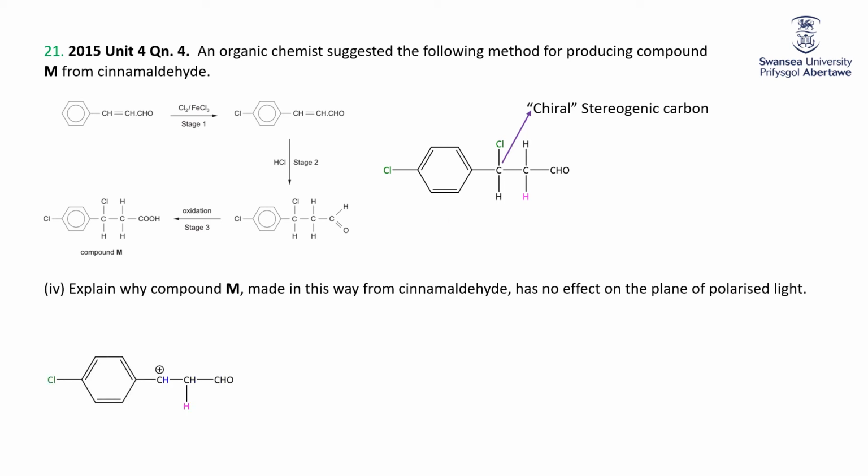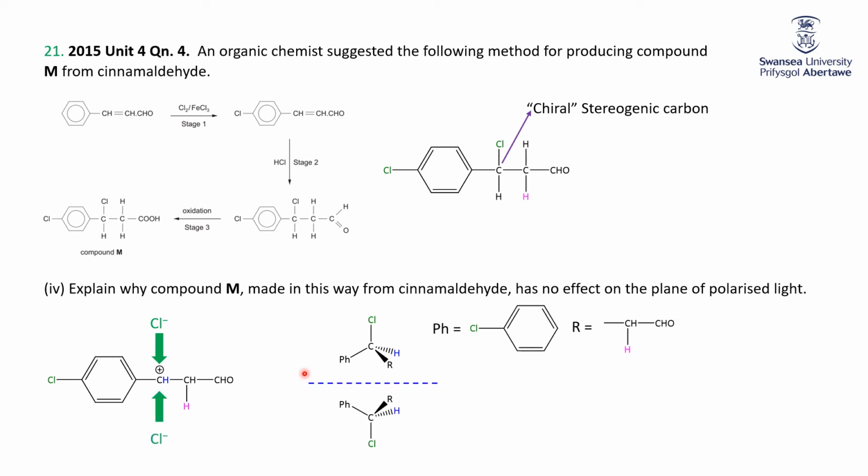Well, now let's go to the mechanism to think about this. This was the carbocation associated with stage 2 that is now going to have a chloride added to it, which at that point has made the chiral carbon. Now that chloride can attack from the top, or it can attack from the bottom.